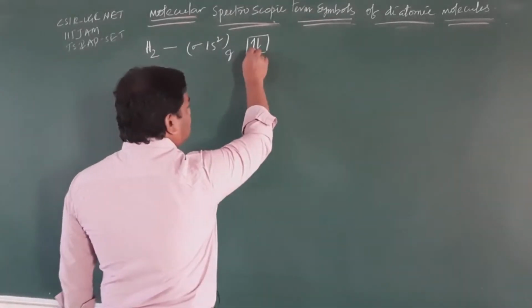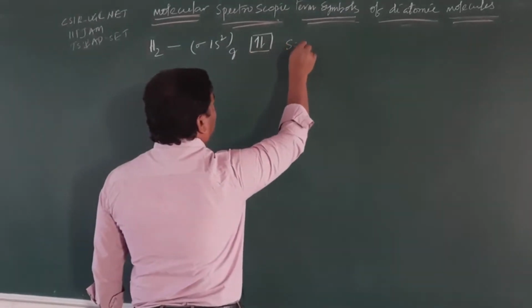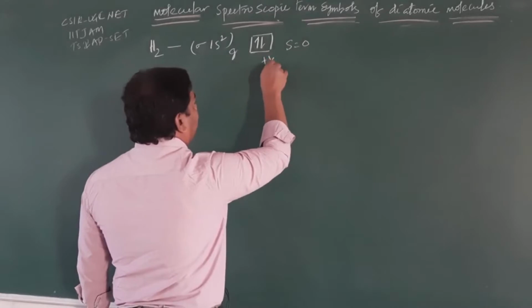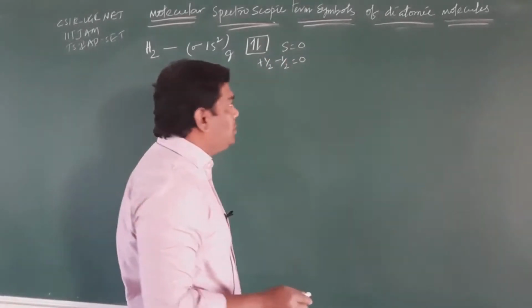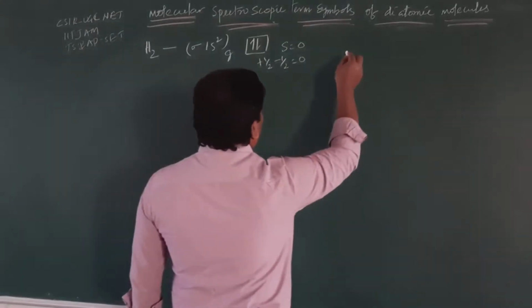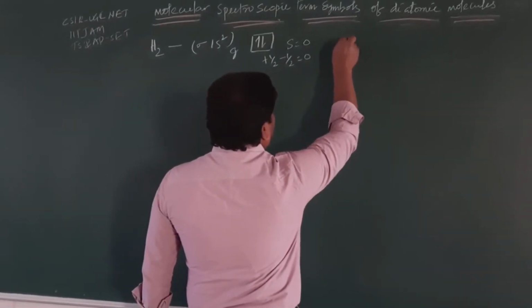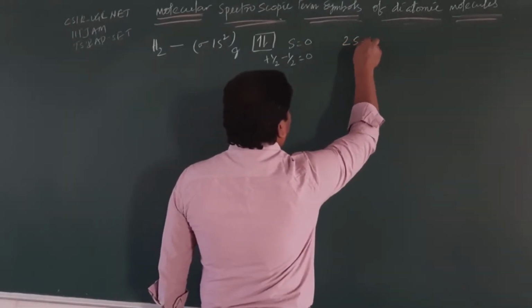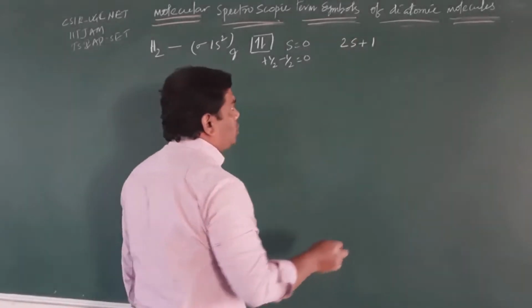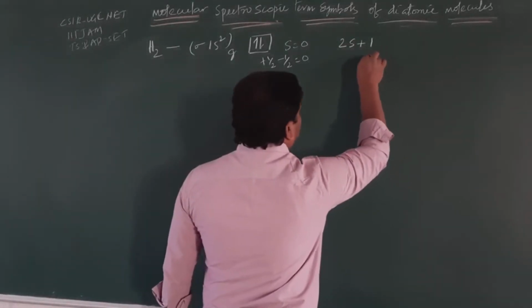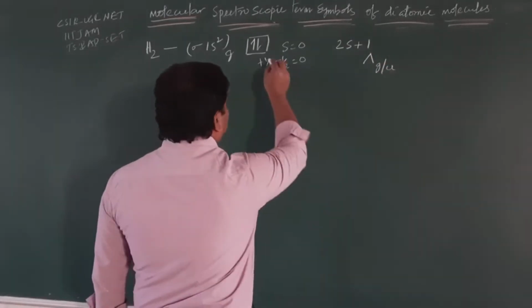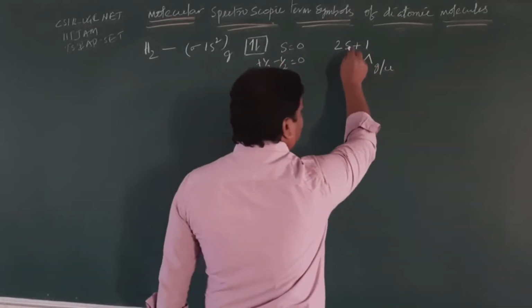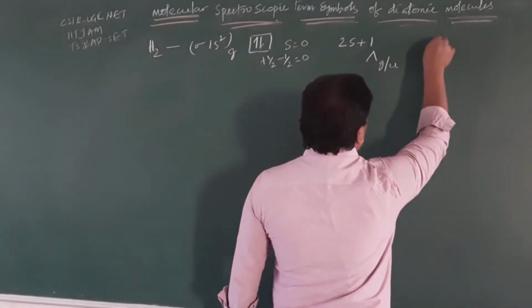Okay, so what is the spin of this electron? S is equal to 0, means plus half minus half is equal to 0. Clear? What is the spin multiplicity? What is the formula for this spectroscopic term symbol? 2S plus 1 into Lambda g or u, gerade or ungerade. Clear? So here S is equal to 0. So 2 into 0 plus 1, that is equal to 1.